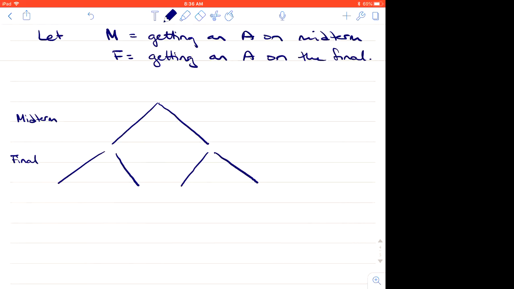So we're going to say, either you got an A on the midterm or you didn't get an A on the midterm. Leaving some room because we're going to write each of the probabilities for each branch underneath. And then, following the "you got an A on the midterm" branch, you could have got an A on the final or you didn't get an A on the final.